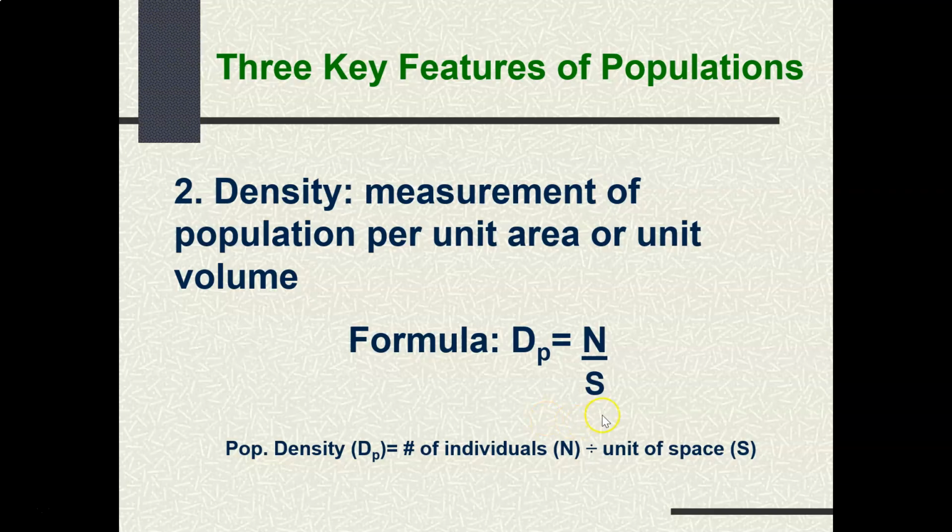So if we put that again into some math terms here, D sub P is your density or population density, N is your number of individuals, and then that is divided by a given unit of space. And that unit of space can be acres, it can be hectares, it could be square meters, depending on what you're talking about in some sort of terrestrial environment. Or you could talk about cubic centimeters or cubic yards, whatever the case might be, milliliters, gallons, if you're talking about something that is more of a unit of volume because it's aquatic instead.